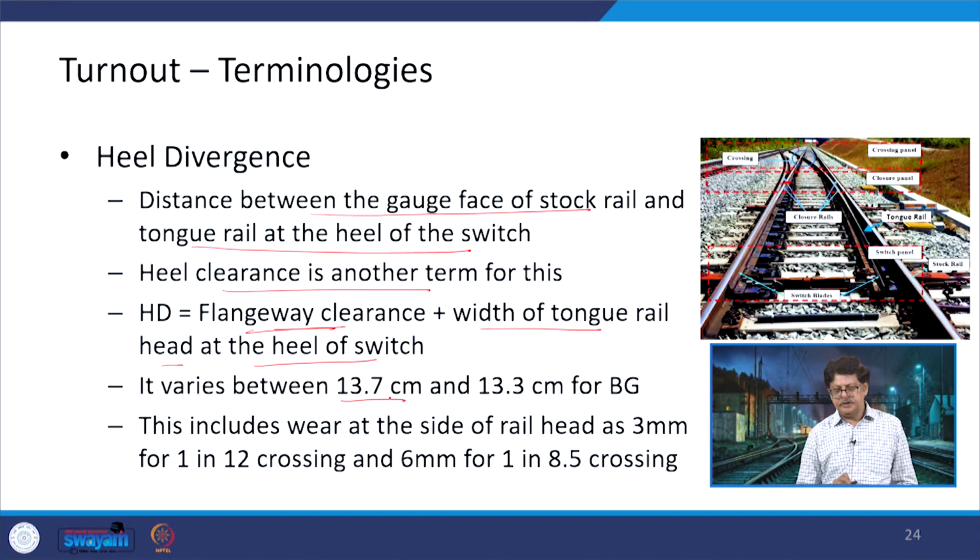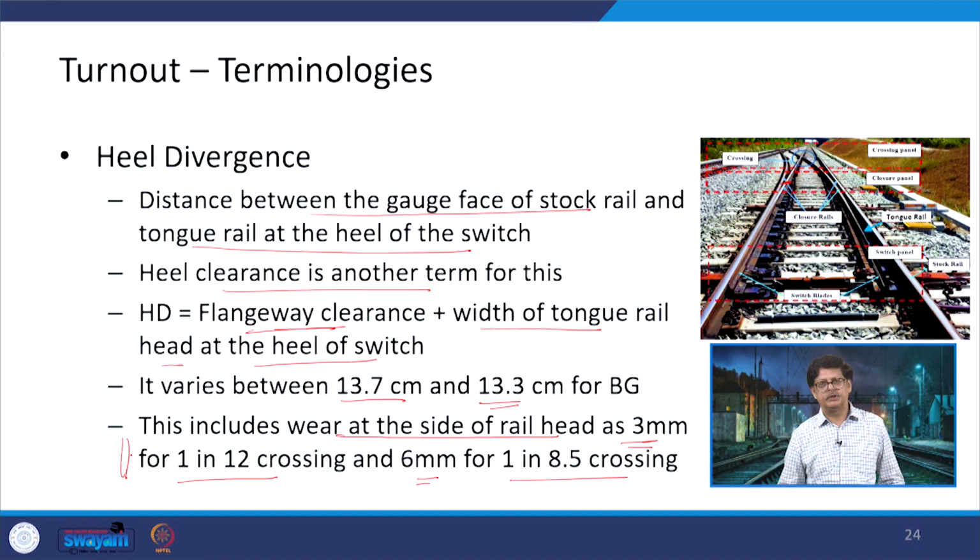It varies between 13.7 centimeters and 13.3 centimeters for broad gauge, and this includes wear at the side of the rail head as 3 mm for 1 in 12 crossing and 6 mm for 1 in 8.5 crossing. We will be talking about what this crossing 1 in 12, 1 in 8.5 is. Just at the moment understand that there are different types of crossings which are defined by the angle, and this angle is correlated with this way of writing 1 in 12 crossing or 1 in 8.5 crossing. So, when we are talking about this 13.7 and 13.3, we are also considering this value here.